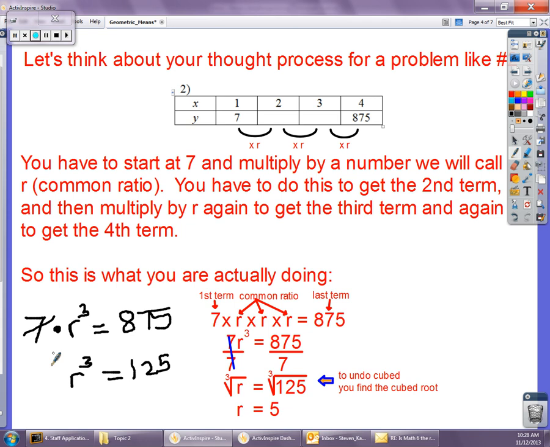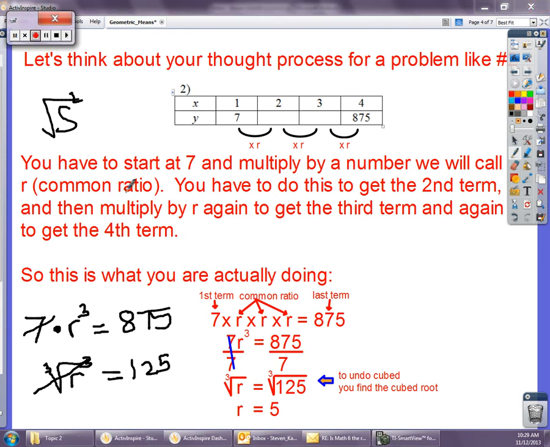Well, the way that you can actually get rid of the 3rd power, the way that we get rid of squared is we square root it. Well, you can actually take the cubed root of a number, which means you're figuring out, instead of multiplying r 3 times, you're doing the opposite of that, and that'll get rid of it. The way that you do that on your calculator is this.